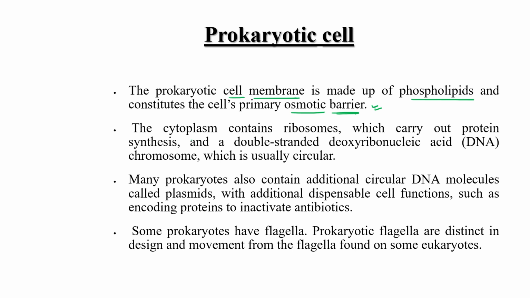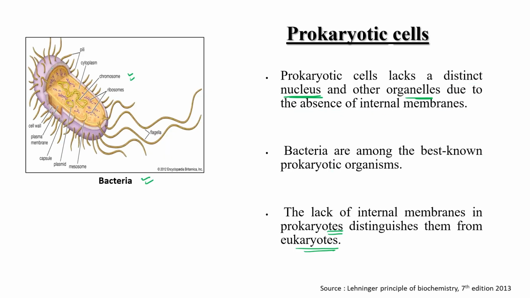for its metabolic activity. Okay, and the cytoplasm of the prokaryotic cell contains freely available, not bounded, ribosomes, which carry out protein synthesis. This is directly related to protein synthesis. Protein synthesis occurs where? Ribosomes, right? And a double stranded deoxyribonucleic acid or DNA, right? In the form of chromosome, mainly in a coiled form. As you can see in the previous picture also, this one is the coiled whole big chromosome.